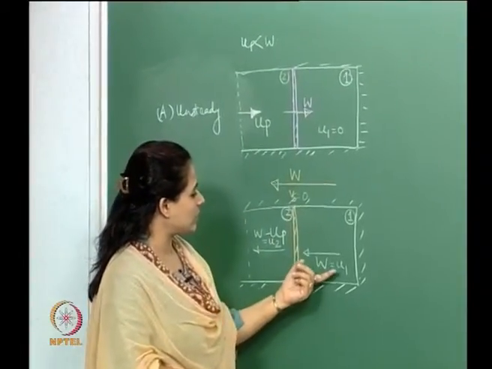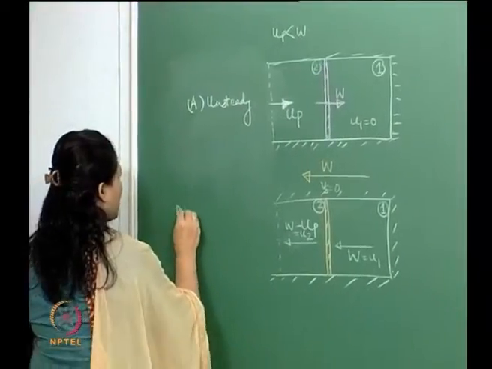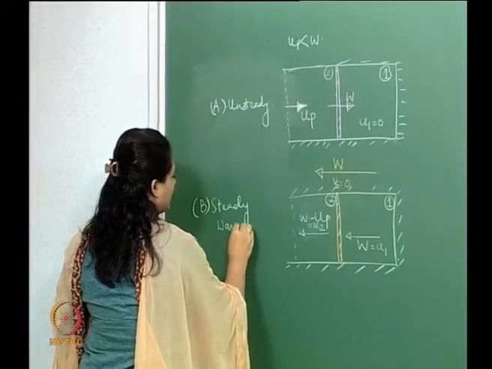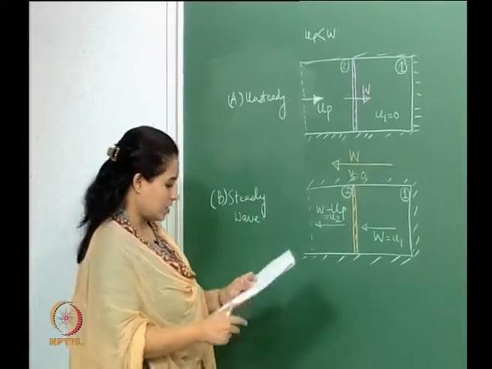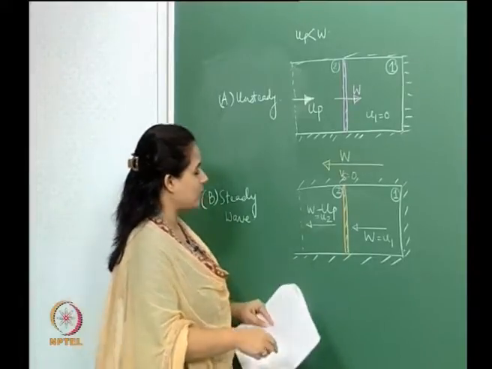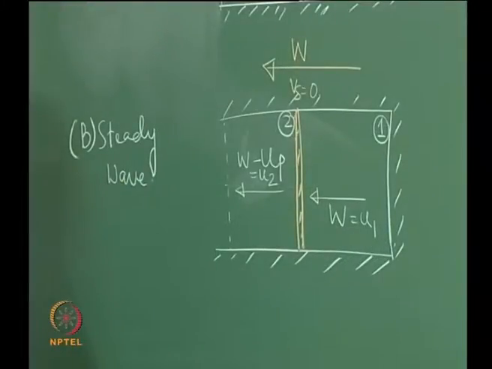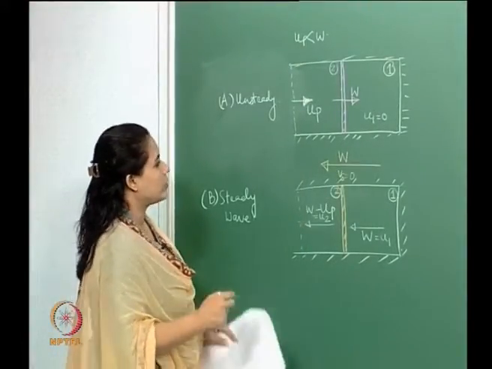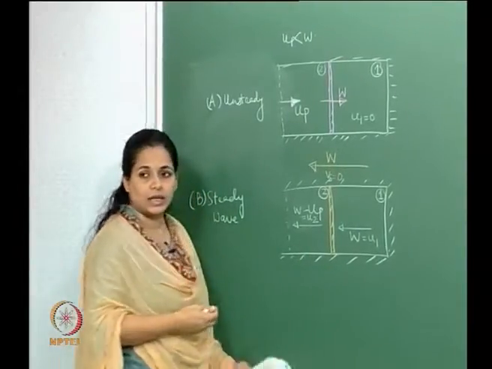So that gives us a velocity W in here and a velocity W minus up here, and this is my steady wave. This is a steady state. This is what we did in the last lecture. So u1 is W and u2 is W minus up, and using these we wrote out the three governing equations. We were also able to write the Hugoniot equation, which turned out to be exactly the same for both these cases.